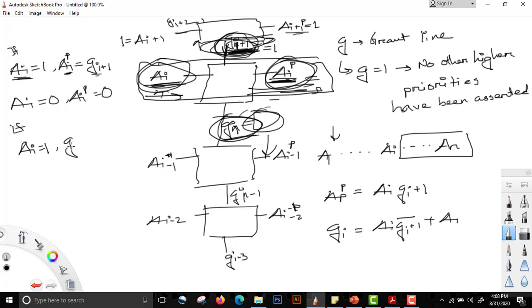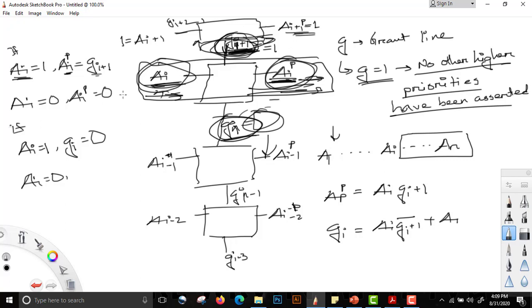Our value of GI would be equal to 0. This is because if G is equal to 1, no priorities have been asserted. Since AI equal to 1 indicates that priority has been asserted either in the ith stage or at a higher stage, it will make GI equal to 0. Now if AI is equal to 0, what happens? AI equal to 0 indicates that priority has not been asserted by the ith stage, but it does not state whether priority has been asserted in any higher stage, that is I plus 1 or I plus 2 or not.